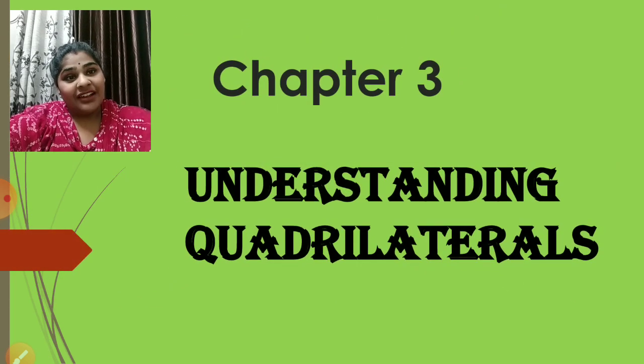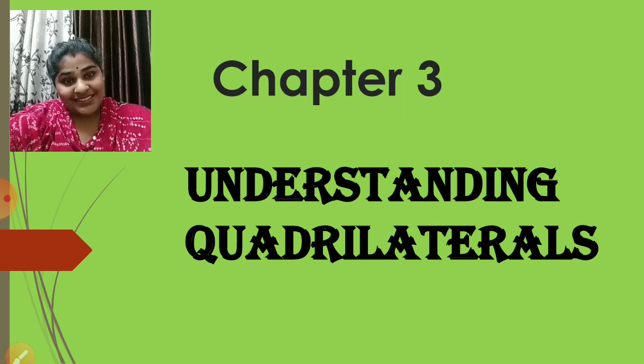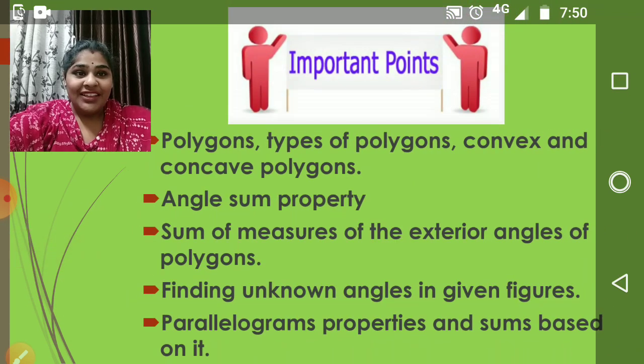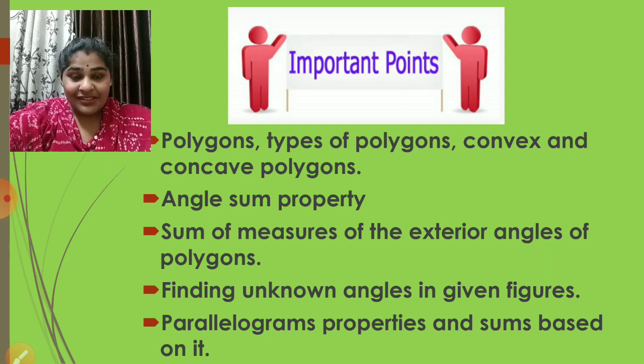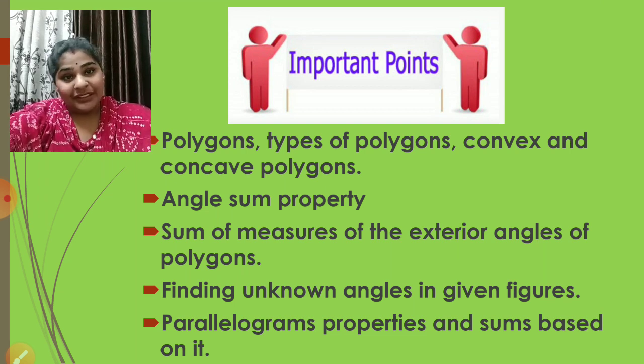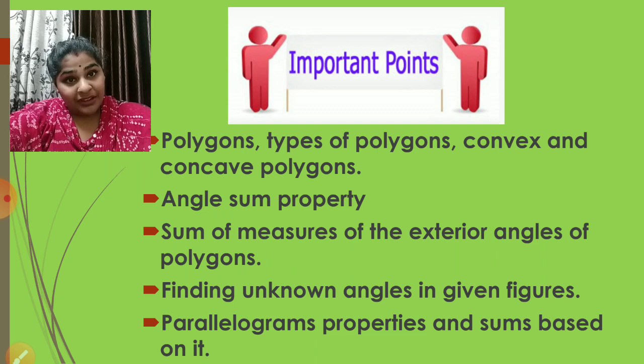Today we will start the revision of chapter number 3, that is understanding quadrilaterals. A few important points which you should know from this chapter are polygons. What are polygons? What are the types of polygons, convex polygons, concave polygons, and everything, right? Next, you should know the angle sum property. What is the formula for that? Then what are the sums based on this angle sum property, right?